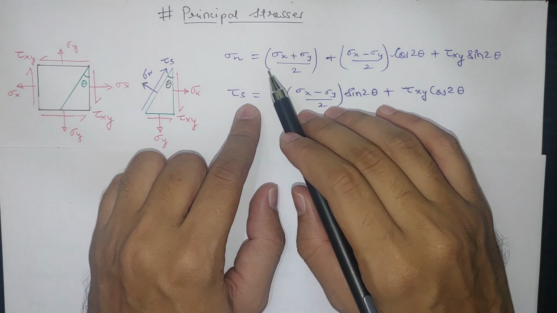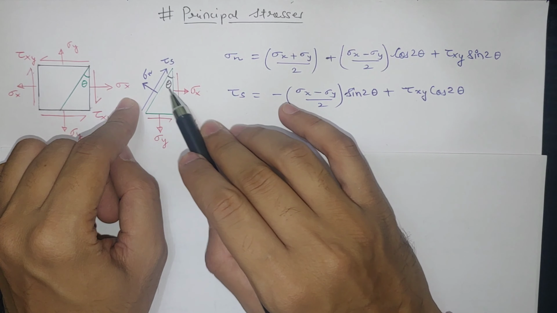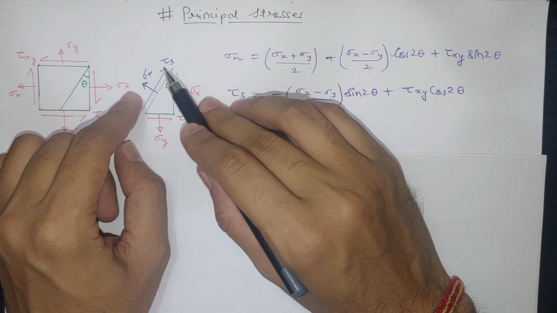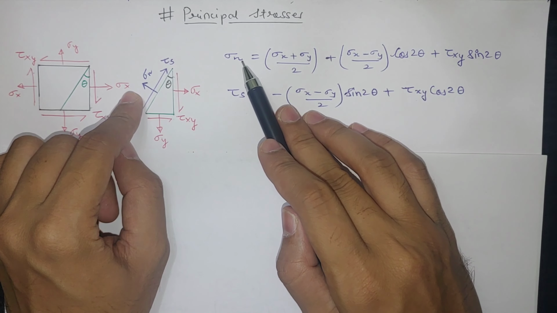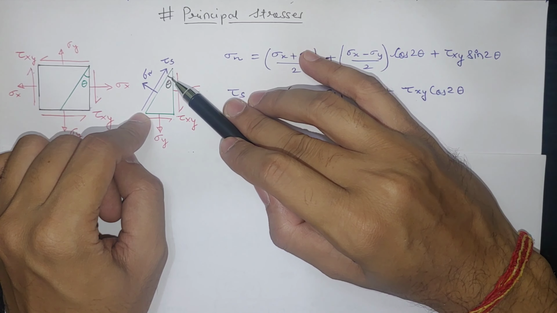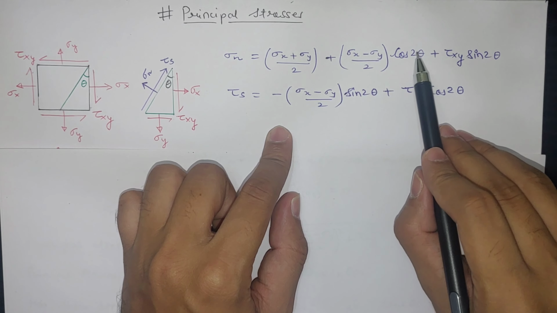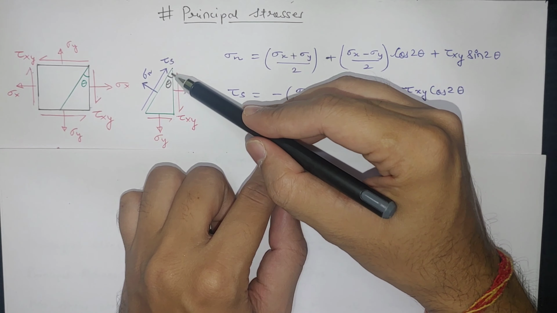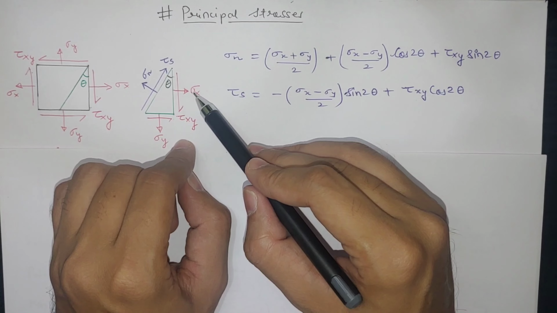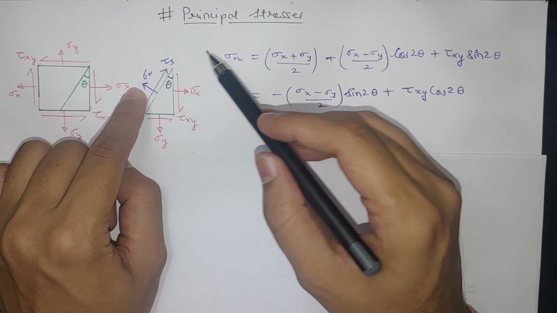Now if we balance these stresses by multiplying them by the area and balancing the forces, and then finally finding these two values, we will get these two equations, sigma n and tau s. Sigma n is the normal stress acting on this particular plane which is at angle theta. So here we have sigma x, sigma y, again sigma x, sigma y, cos 2 theta. Theta is the angle of the plane from this sigma x plane, and tau xy and again theta. So from these three variables and theta, we are finding normal stress sigma n at any particular angle.